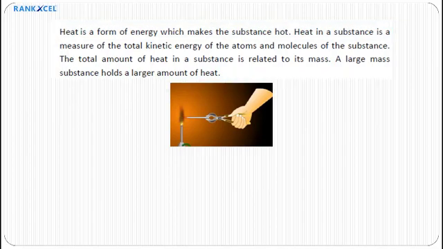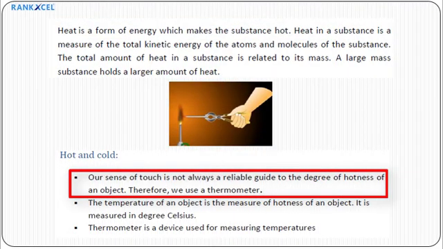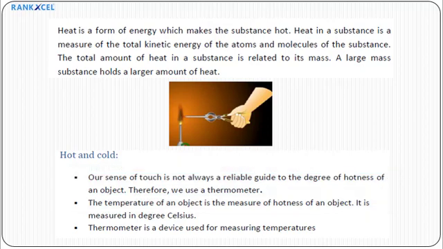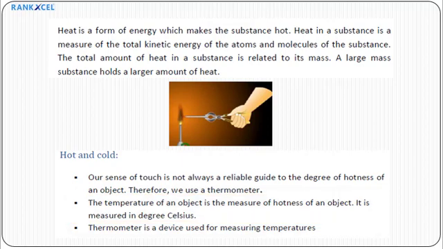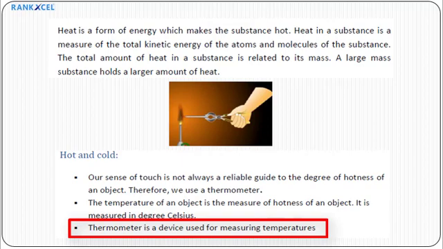Hot and cold. Our sense of touch is not always a reliable guide to the degree of hotness of an object. Therefore, we use a thermometer. The temperature of an object is the measure of hotness of an object. It is measured in degrees Celsius. Thermometer is a device used for measuring temperatures.